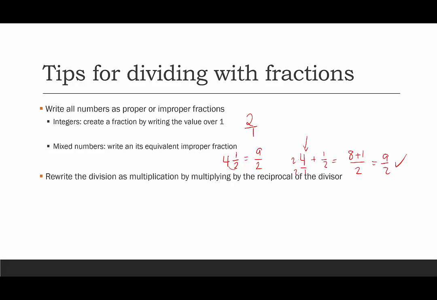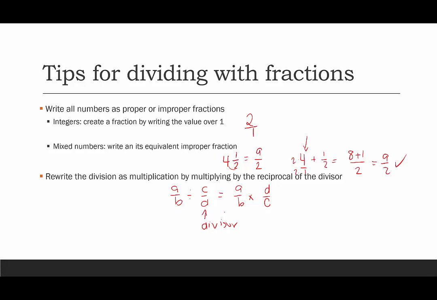Okay, next what we want to do is rewrite the division as multiplication by multiplying by the reciprocal of the divisor. So what this means is that if we have A over B divided by C over D, we can write this as an equivalent multiplication problem by doing A over B times D over C. So we take the reciprocal of the divisor. This one's called the divisor, and the first one's called the dividend. And so they're equivalent. It's nice, it works out.